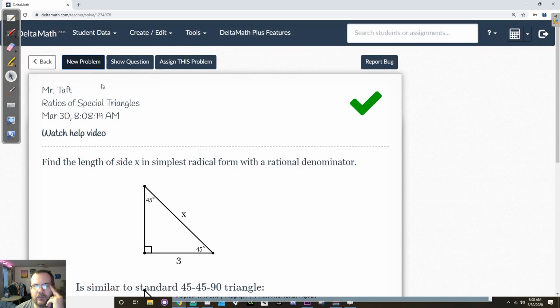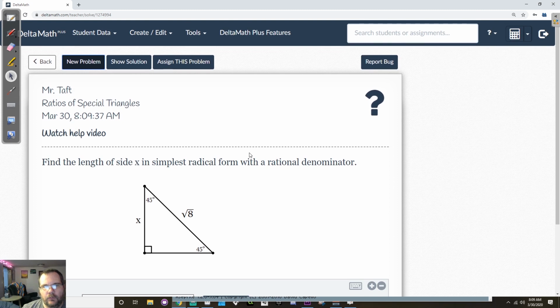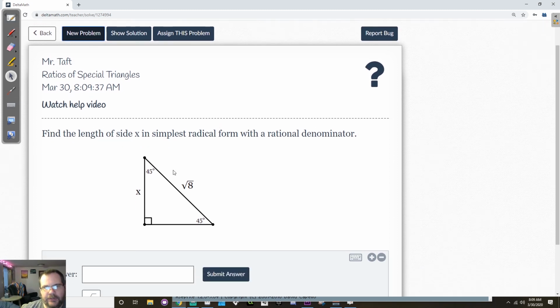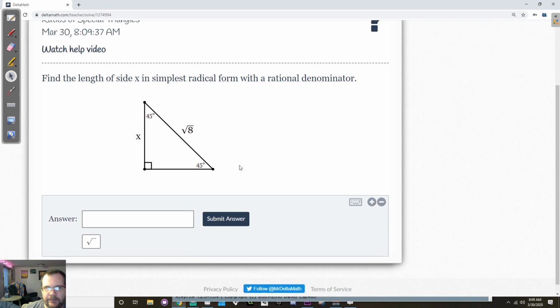Okay, let's take a look at one last example here. This is an example of the last of the three that we looked at. So we know the length of the leg is x, and the length of the hypotenuse is square root of 8. So this would seem to be something that I haven't shown you before. However, let's talk about how we can do this.